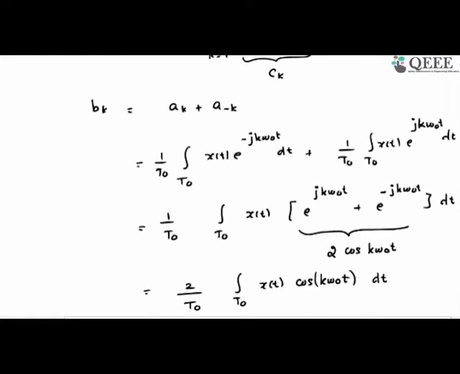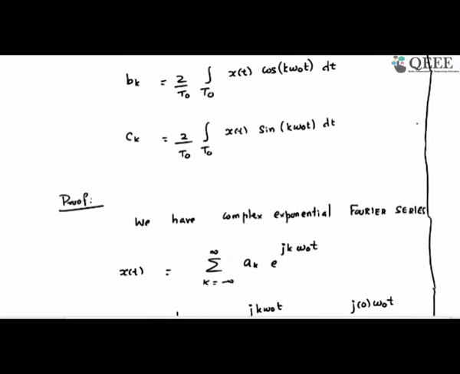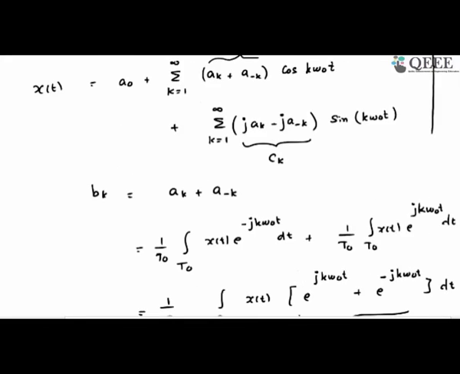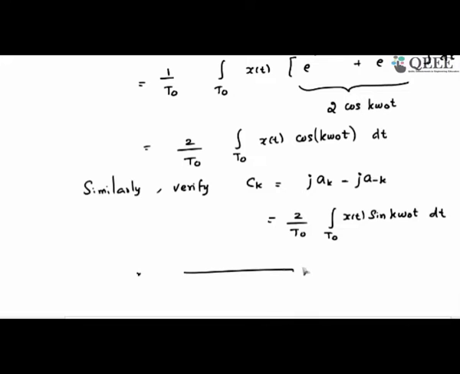So the trigonometric Fourier series we have derived using the complex exponential Fourier series. So this is also an important representation. You can write a periodic signal using sine functions and cosine functions. Okay, so this is called the trigonometric Fourier series, which we obtained using the complex exponential Fourier series.